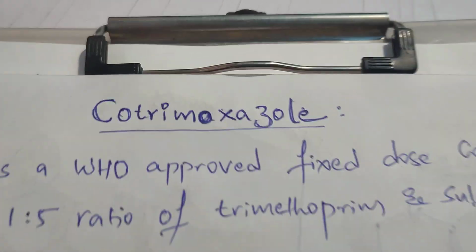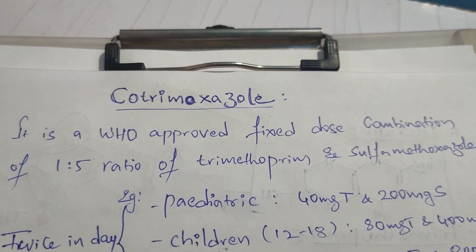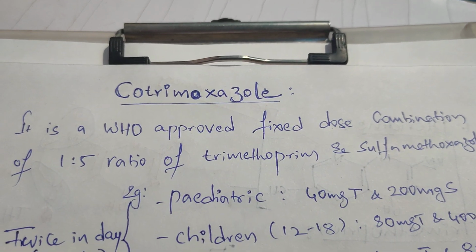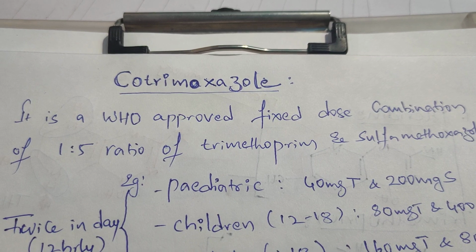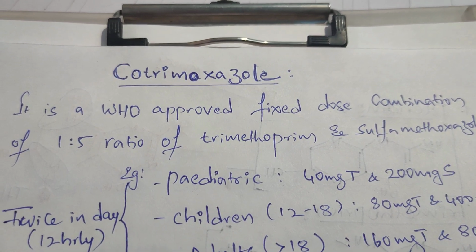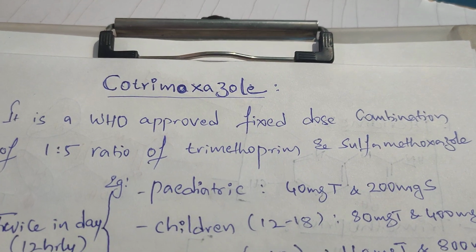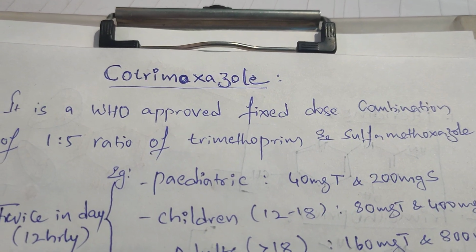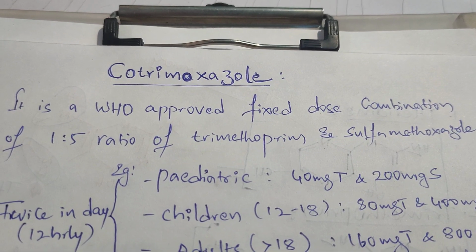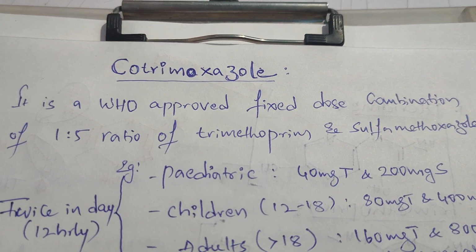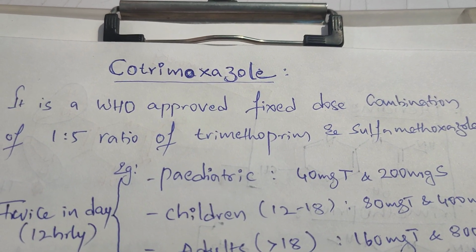What is today's discussion? You can see the title, Cotrimoxazole. This cotrimoxazole is a WHO approved fixed dose combination. What combination? Here you can see a 1:5 ratio of trimethoprim and sulfamethoxazole. So trimethoprim, just now I told you, you can ask why trimethoprim alone cannot be used for treatment of bacterial infection. No, it cannot be used.